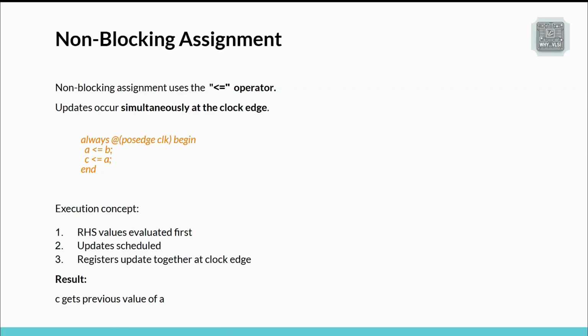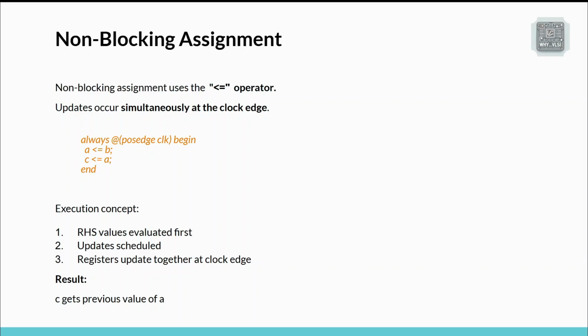Now let's understand non-blocking assignments. Non-blocking assignments use the less than equal operator. They are mainly used for sequential logic, such as a flip-flop. Unlike blocking assignments, non-blocking assignments do not update variables immediately. Instead, the simulator first evaluates the right-hand side of the assignment, then updates are scheduled and applied simultaneously at the clock edge. Let's see this example.